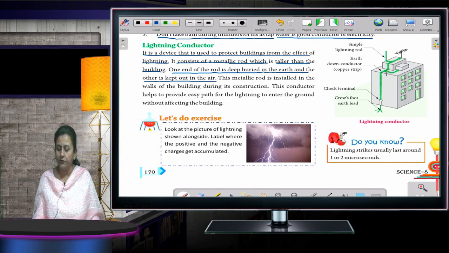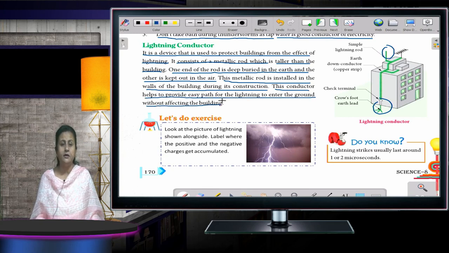You can see over here. See, the rod is there. The upper part is in the air and the lower part is deeply buried in the earth. Okay. This metallic rod is installed in the walls of the building during its construction. This conductor helps to provide an easy path for lightning to enter the ground without affecting the building.